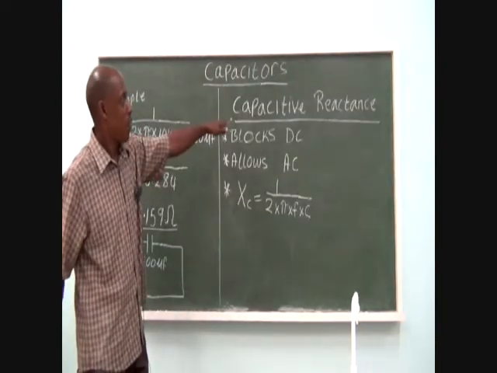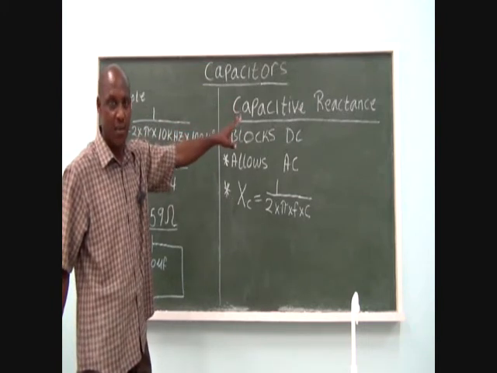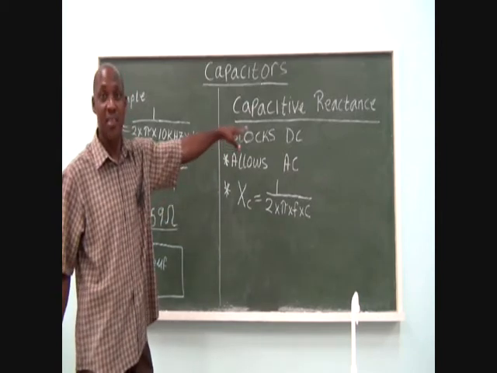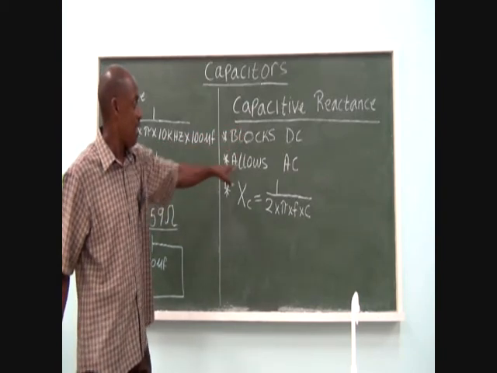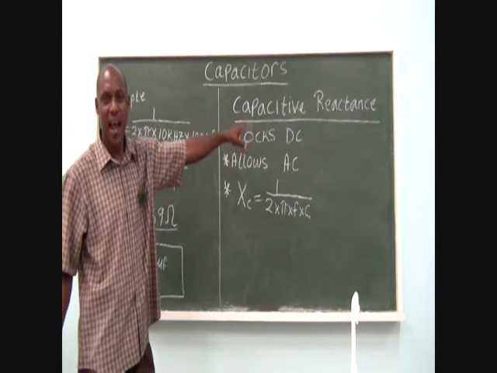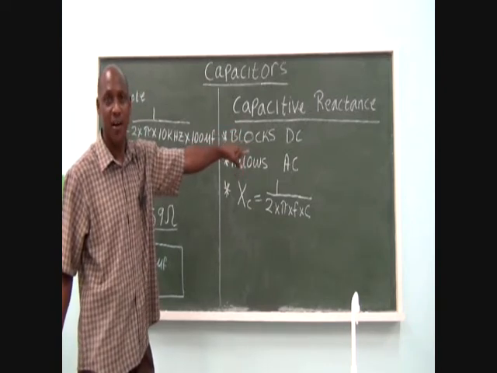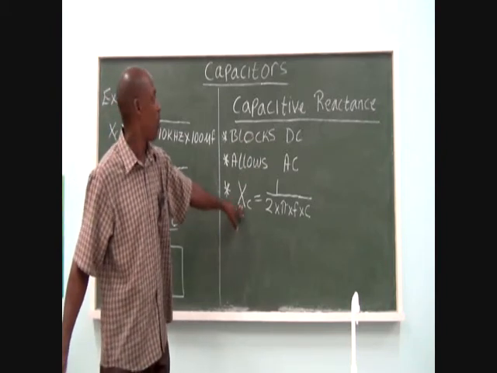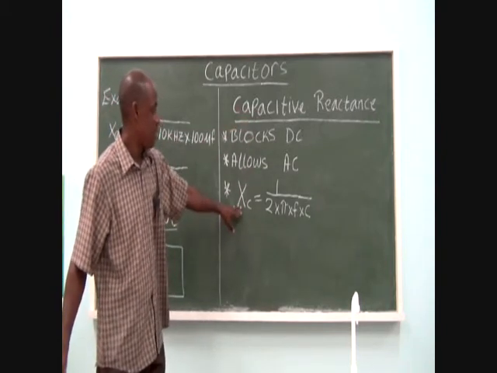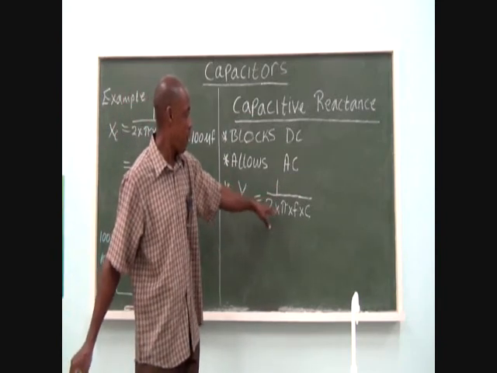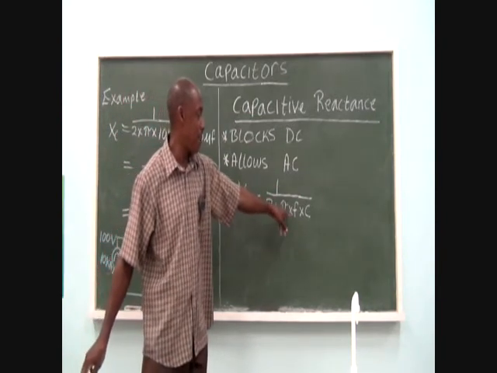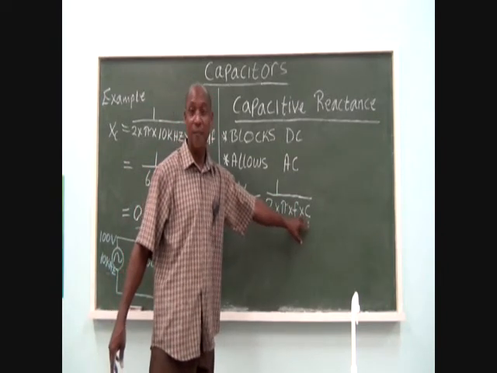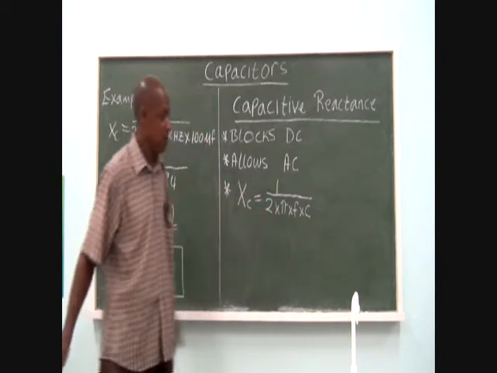Let's look now at what is called capacitive reactance. We said before that a capacitor blocks DC, but it allows AC. DC meaning direct current and AC meaning alternating current. XC, which stands for the capacitive reactance, is equal to 1 over 2 multiplied by pi multiplied by the frequency of the AC voltage multiplied by the value of the capacitor in the circuit.